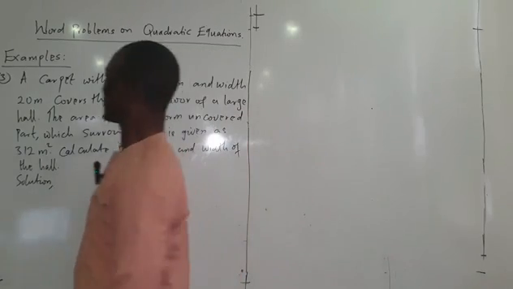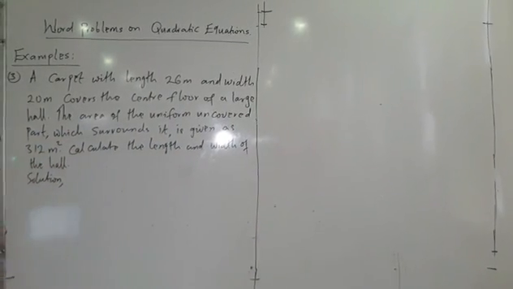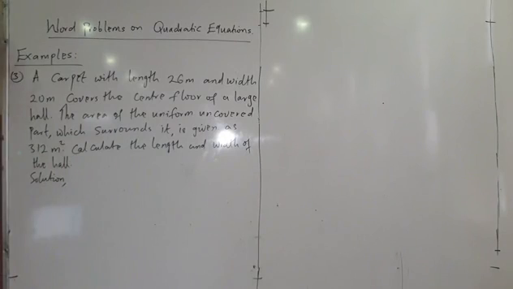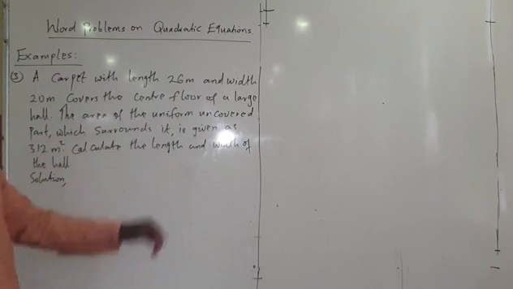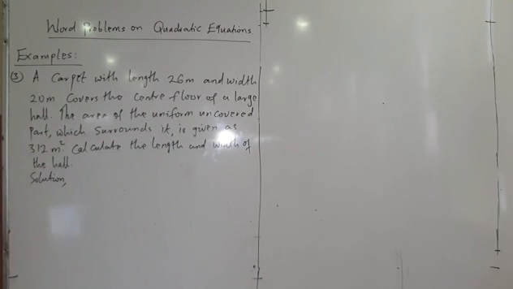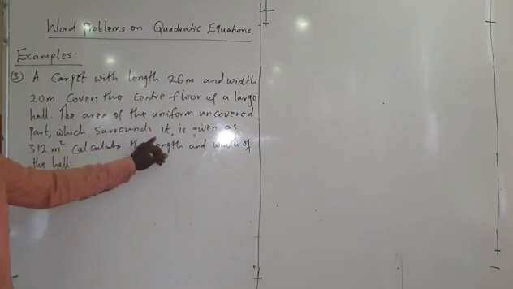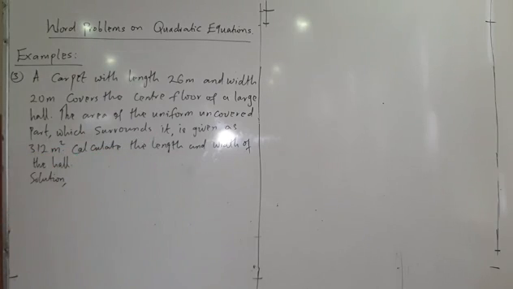So example 3. Example 3 says a carpet with length 26 meters and width 20 meters covers the center floor of a large hall. The area of the uniform uncovered part which surrounds it is given as 312 meters squared. So calculate the length and the width of the hall.